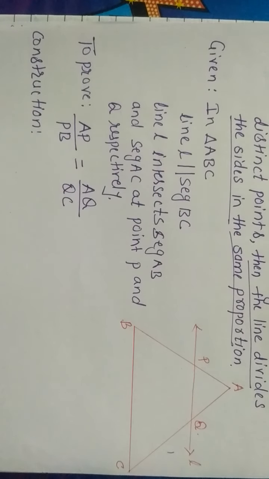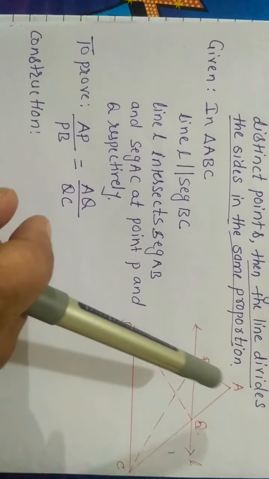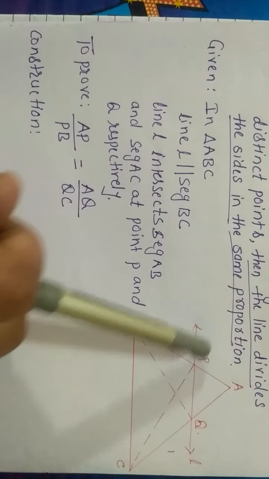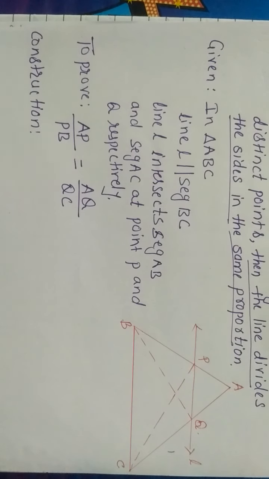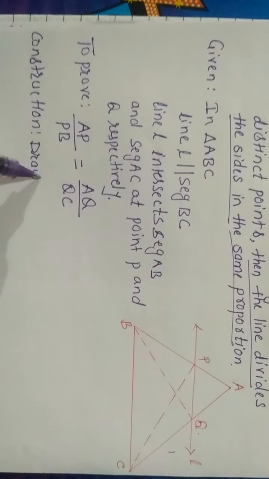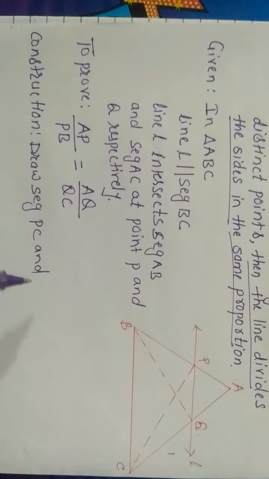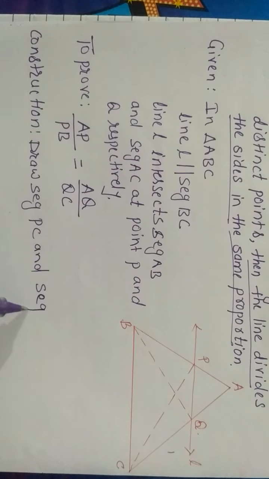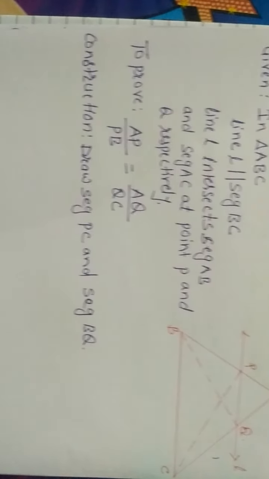So I'm making that construction. What do I construct? I join the line P to C. I make a connection line between P and C, and I make one line segment between B and Q. Draw segment PC and segment BQ. Okay, the construction is over.